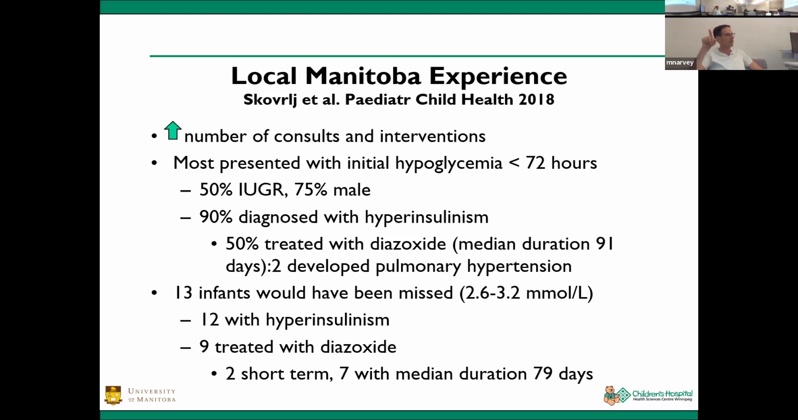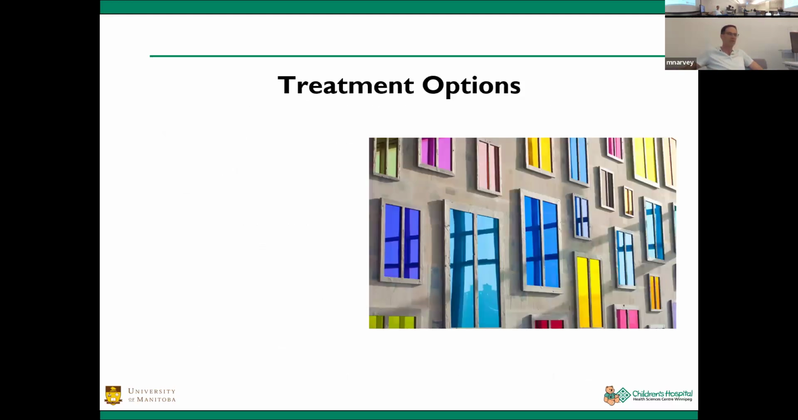What we also discovered, though, was if you had used a threshold of 2.6 for the first 7 days, you would have missed 13 out of 55 infants, because they had sugars ultimately that were persistently between 2.6 and 3.2. What that says to me is it lends credence to the idea that there are babies that we would never have seen, and they would have been at home with sugars of 2.7, 2.8. Are these the ones that are developing long-term problems? It's just something to think about. And some of them were treated with diazoxide. So I think very interesting.